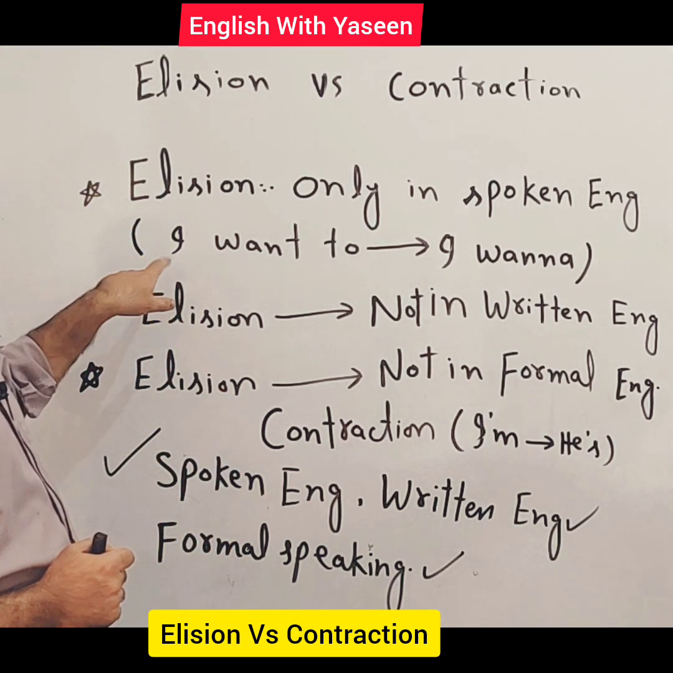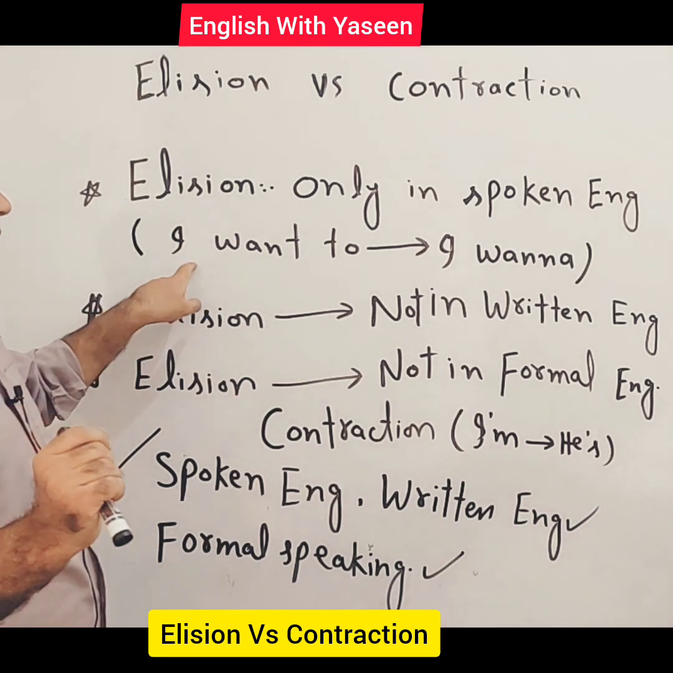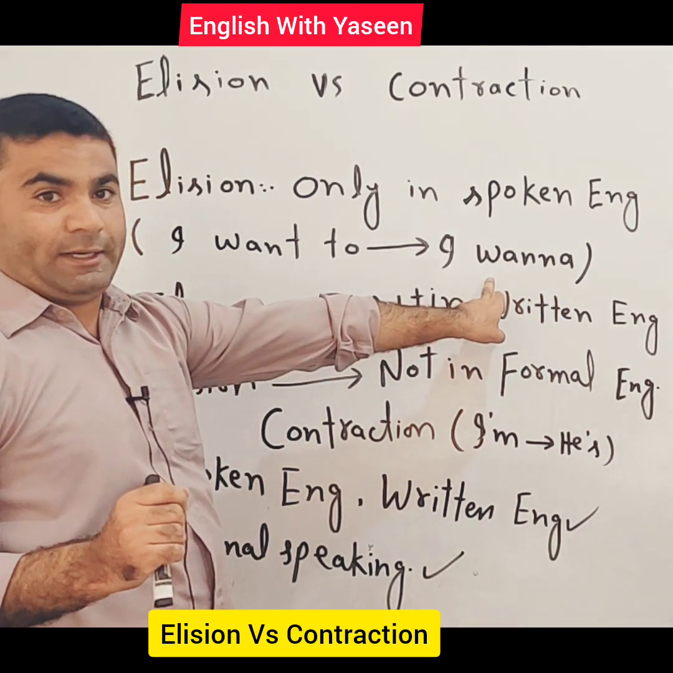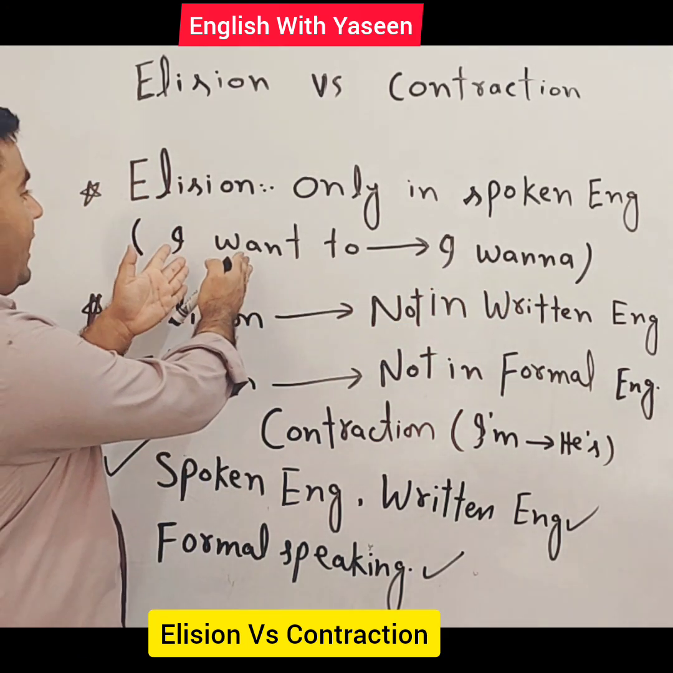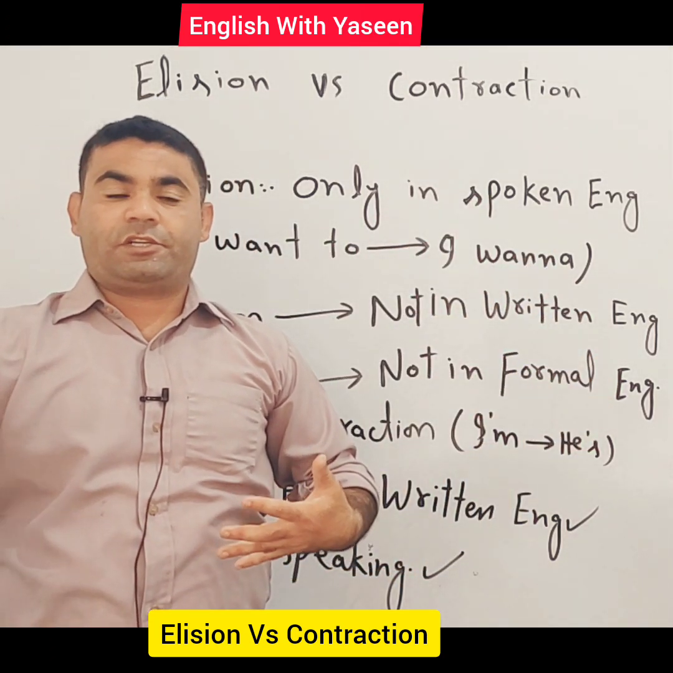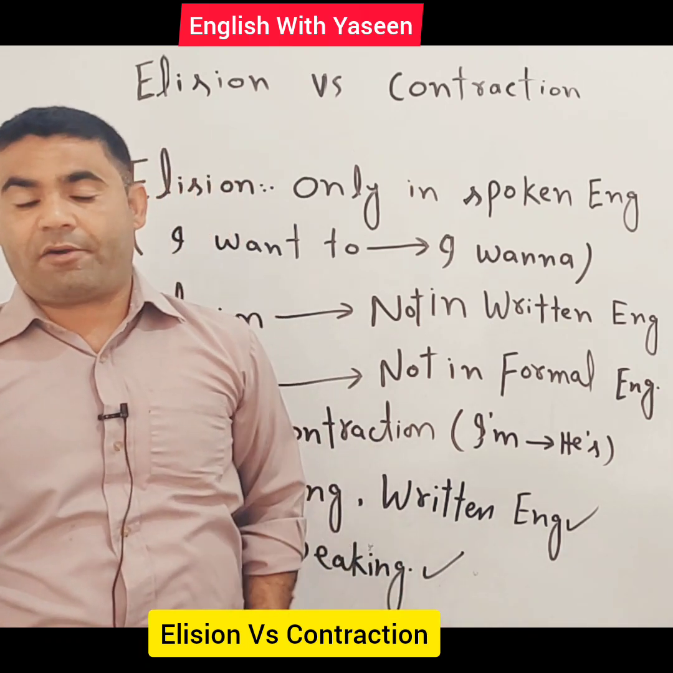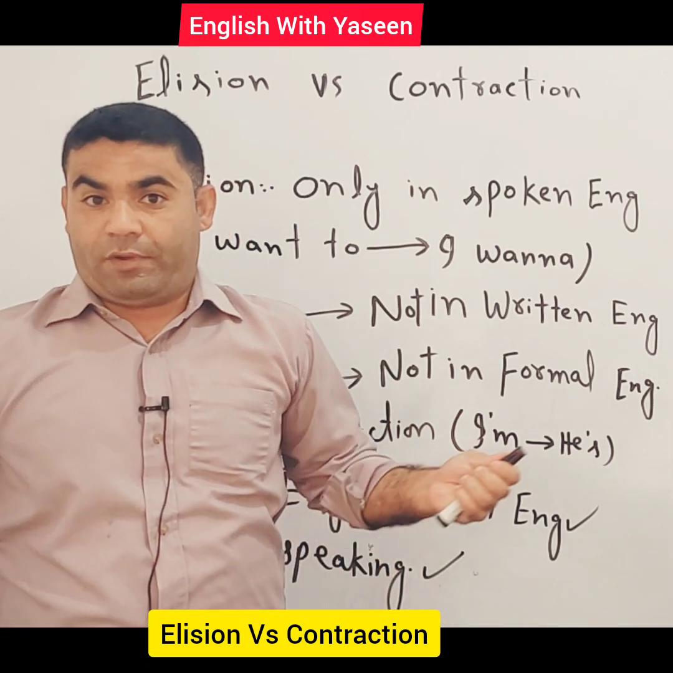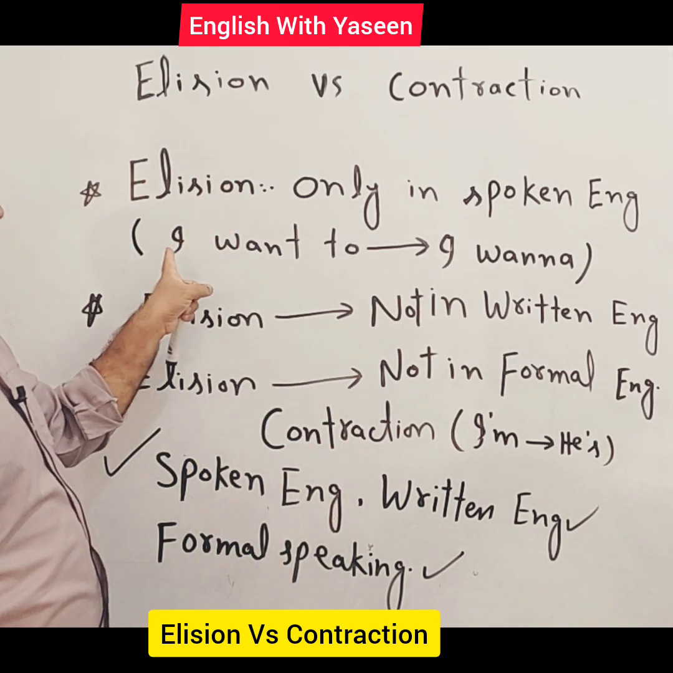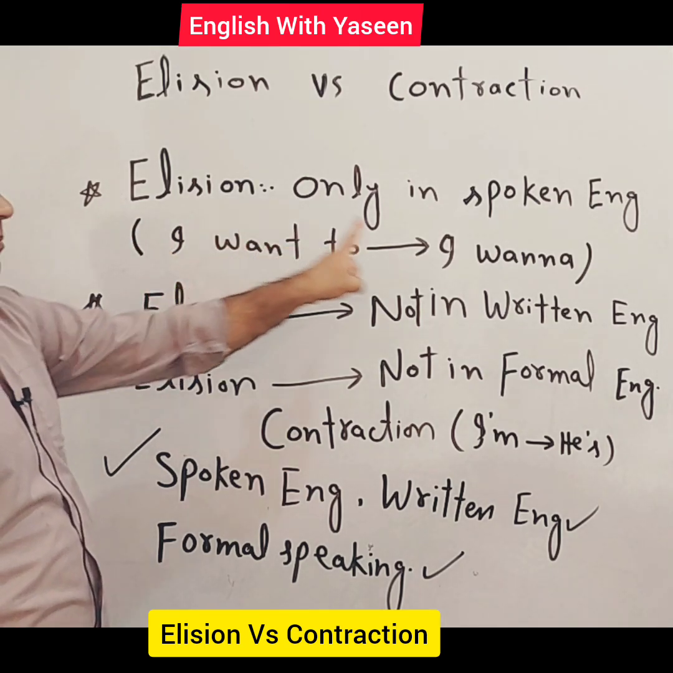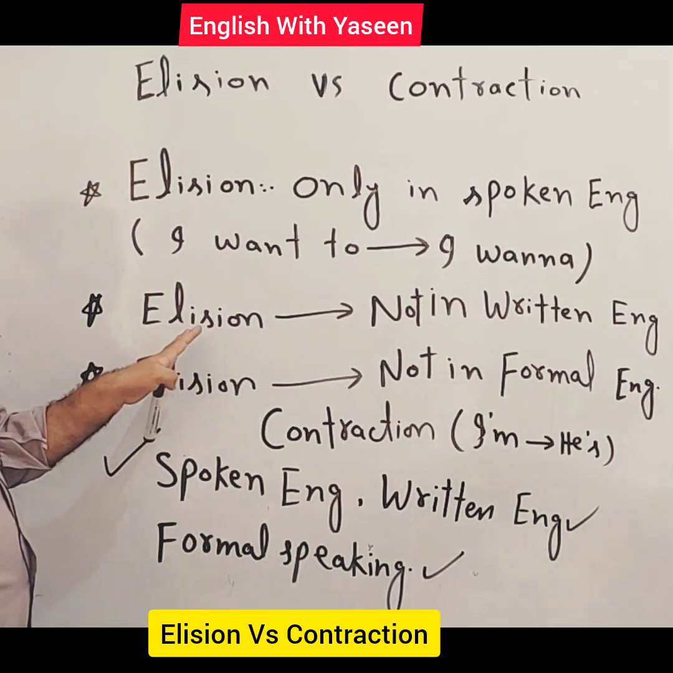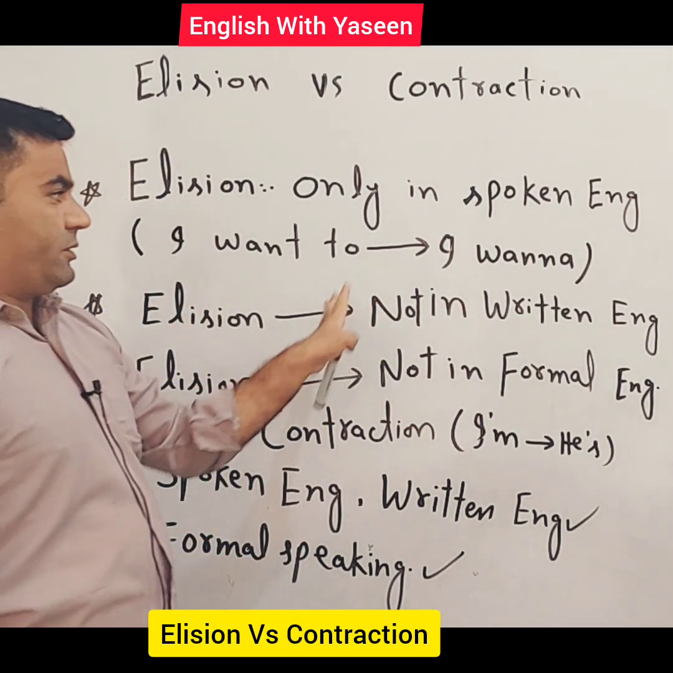For example, you'll have to write the whole form. I want to, its elision is I wanna, but you can't write I wanna. You'll have to write the whole form, I want to. In speaking you can say that. For example, we're speaking to each other, so I can say I wanna go. I'm tired, I wanna go. I'm hungry, I wanna eat. In spoken English you can practice elision, but in written English, that is inaccurate, that is wrong.